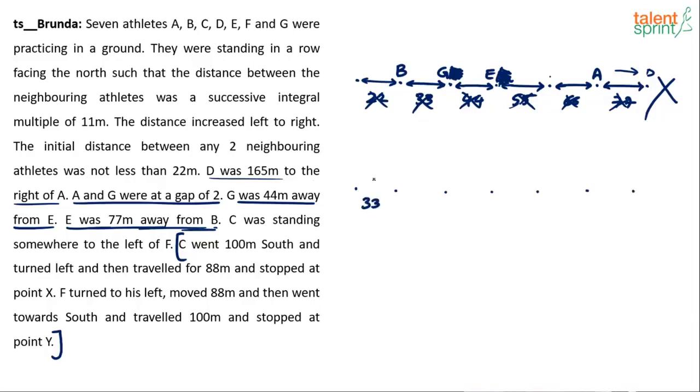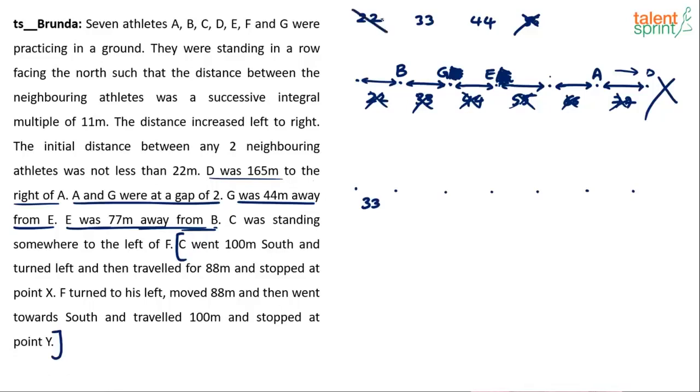There are only 3 possibilities. Starting distance can be 22, or it can be 33, or it can be 44. Starting distance cannot be 55 and so on. Why? Because between 2 persons somewhere here, the distance should be 44. You cannot start with 55. If you start with 55, 44 is not possible at all.